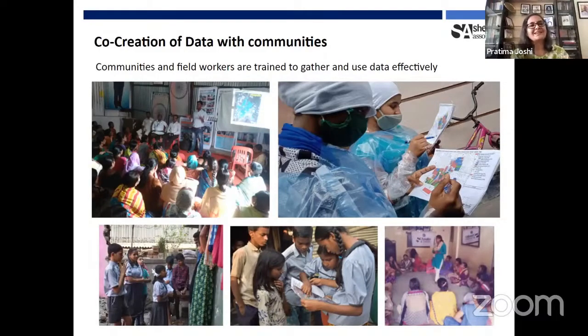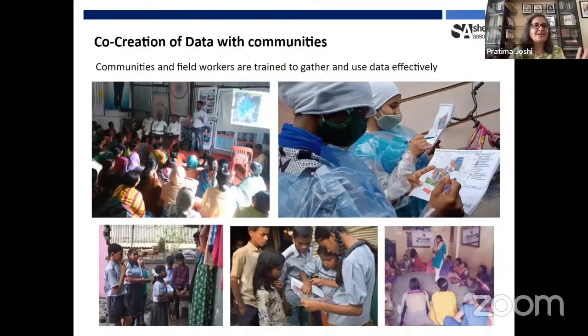But then slowly, when they understand that this data is actually going to lead to something very concrete on the ground, and it's going to give them a better environment, they also get very involved in that data collection. And we try and encourage a lot of volunteers from within the community to get involved in this process of data collection. When the data is processed, we actually show it to them.